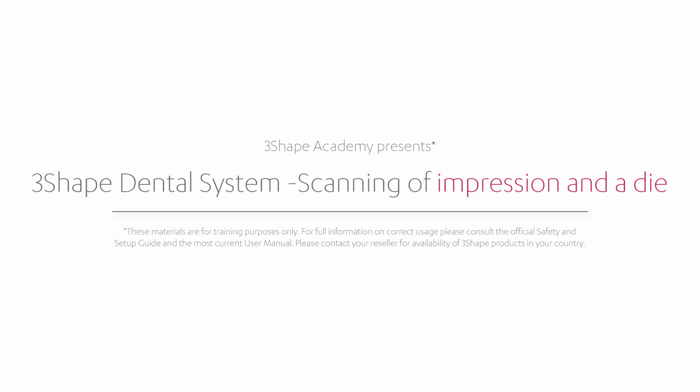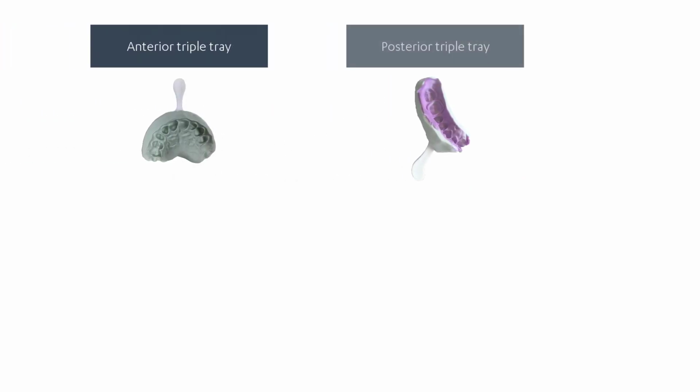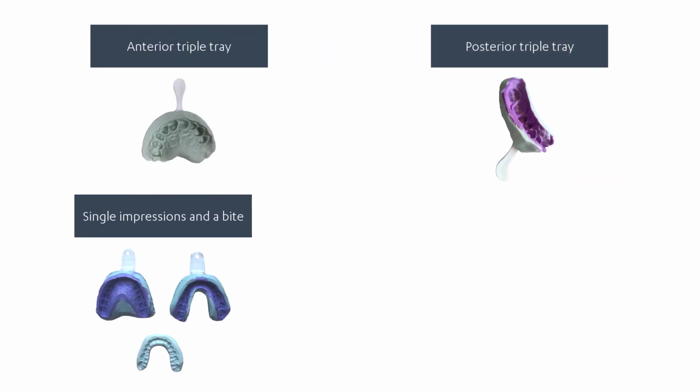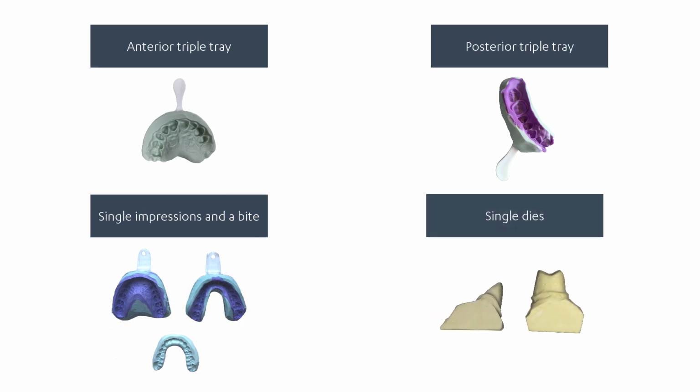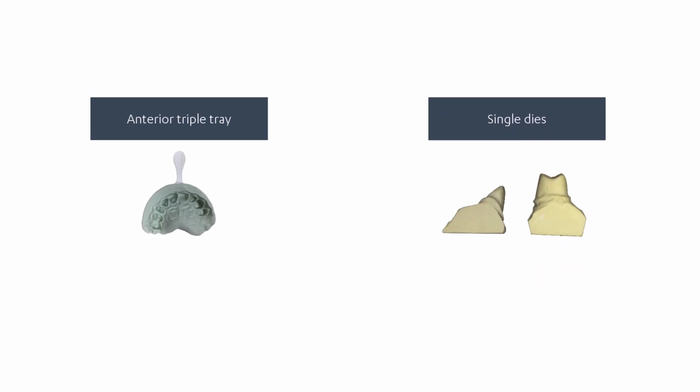Watching this video, you will learn how to scan impressions with gypsum dies. By doing this, you will get the benefits of both workflows. Scanning impressions assures a fast turnaround. Adding a scan of the die allows for better exposure of the margin line and its definition. We will demonstrate this workflow using an anterior triple tray.